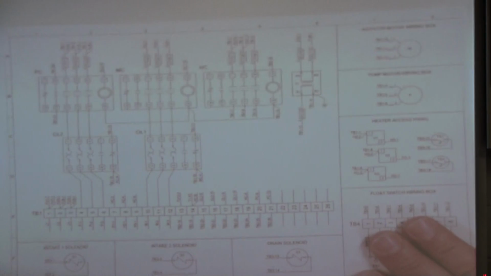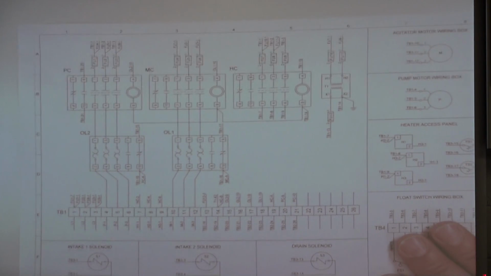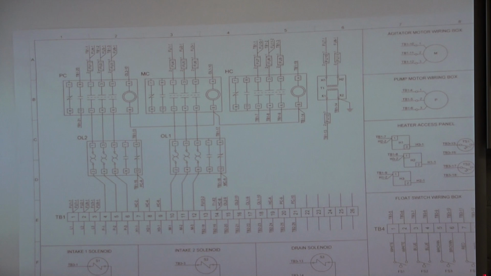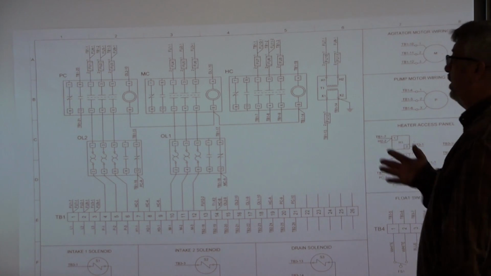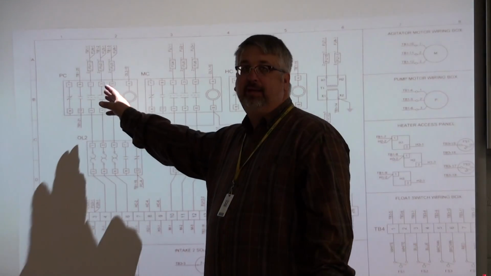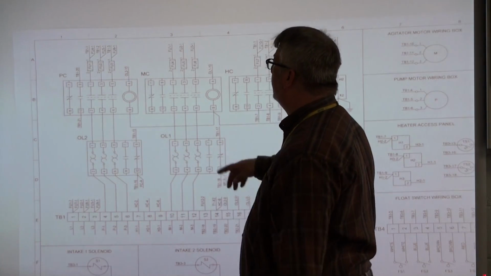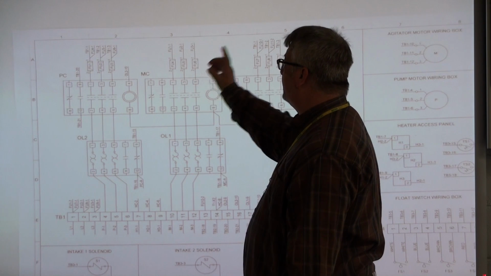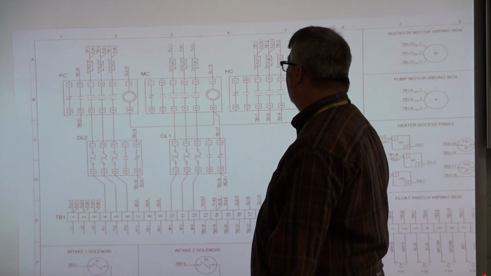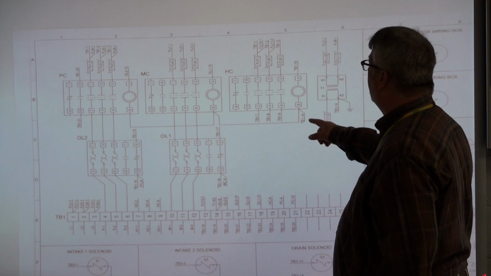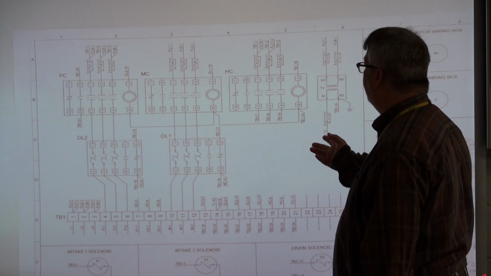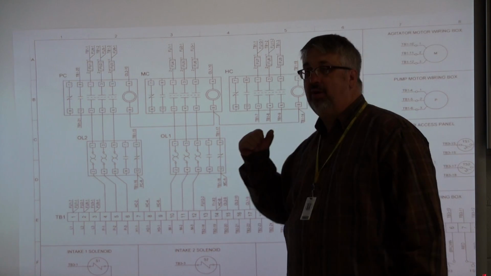All right, page 3. And it is called the power panel component. This is the wiring of each of the contactors. That's your pump contactor, motor, heater, and notice overload relays. Is that what the bottom is? Is that just overload relays? Yeah, those are overload relays.